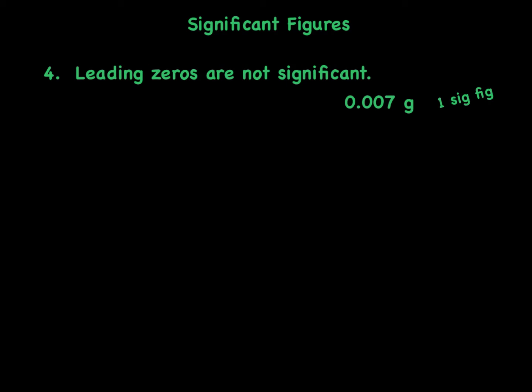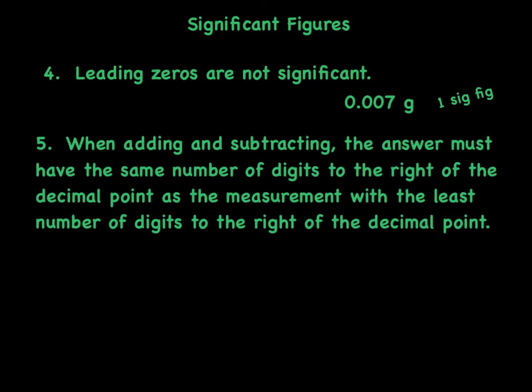And for this rule, it doesn't matter where the decimal is. If there are zeros at the beginning of the number, they are not considered significant. Rule number 5 is a long one. I'll break it down here.